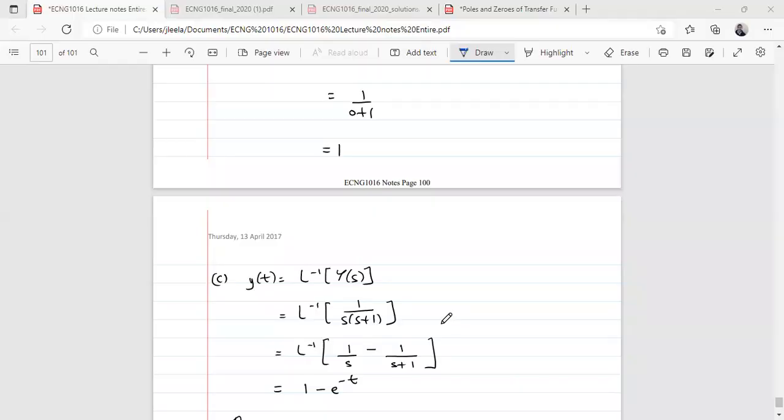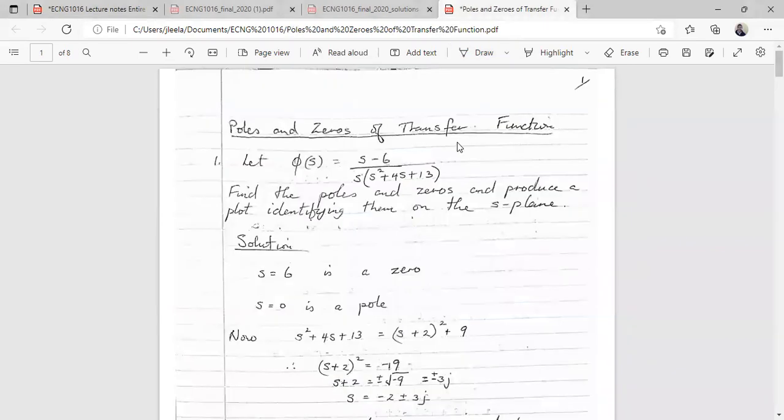Right, so let me put up some questions involving what we did here. Poles and zeros of transfer functions. These questions relate to what we did last day and what we did today. We'll do some questions on that in the next session on Wednesday. So you have the transfer function here.